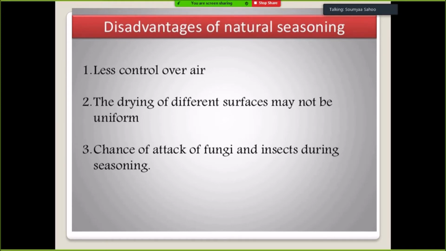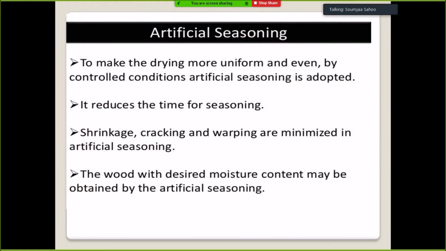Disadvantages of natural seasoning are there is less control over air, the drying of different surfaces may not be uniform, and the chance of attack of fungi and insects during the seasoning is very prominent.